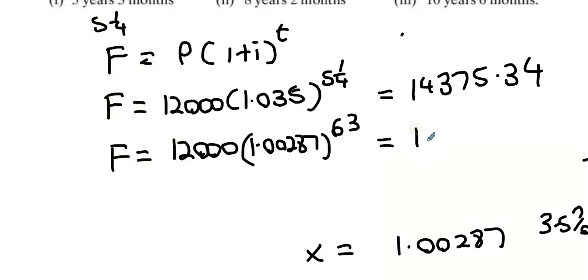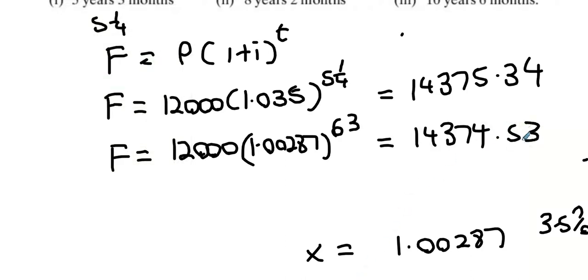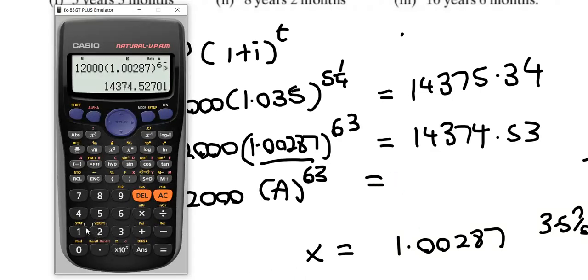Why is it slightly off? Because I rounded it up. Now here's what I want you to do instead. Instead of using this number here, I'd like you to use 12,000 A to the power of 63 and see what that does. So this is why you're going to start using stored variables. Exactly the same answer as previous.